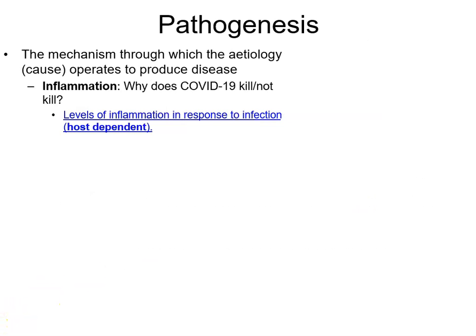And the next pathological term that is misinterpreted by a significant number of students is pathogenesis. And probably the best description of pathogenesis is the mechanism through which the etiology, the cause, operates to produce some sort of disease. And that can be multiple different things. And if you're looking at pathogenesis, you think, well, how can something like an infectious agent kill a person? And one of the key things is how that individual responds to that infectious agent. And inflammation is often key to this.